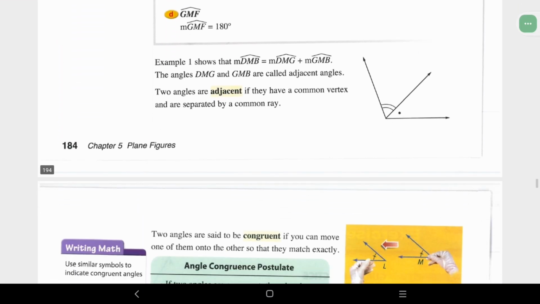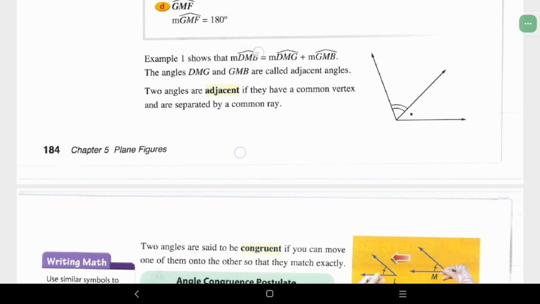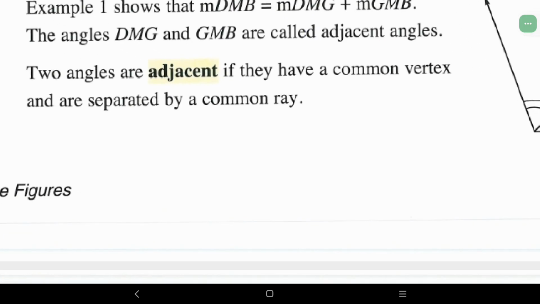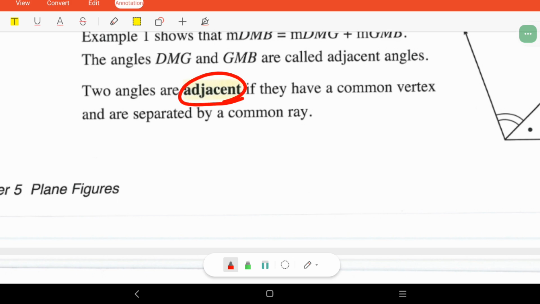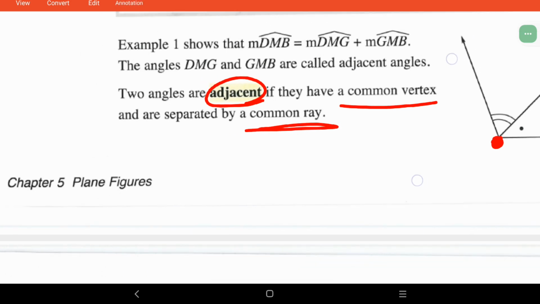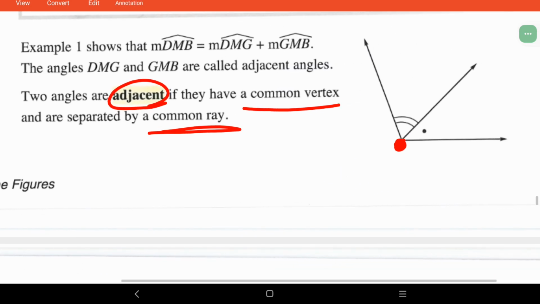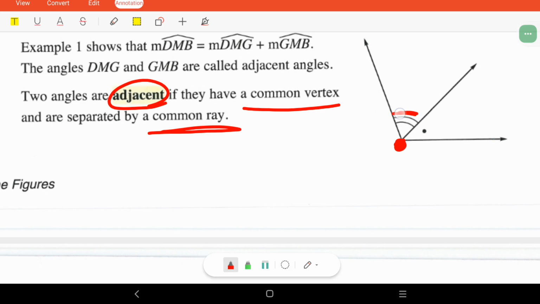Now the other word that we will define today is adjacent. Two angles are adjacent if they have a common vertex. So adjacent angles are angles that have a common vertex, which we talked about right now. This is the vertex that's common between them, and they are also separated by a common ray. They have a ray that's common between them. So here, it's like two neighbors, this part and this one. Those two will be adjacent angles, and this is the common ray. That dot here is the common vertex.